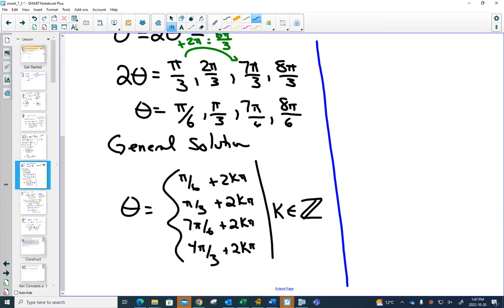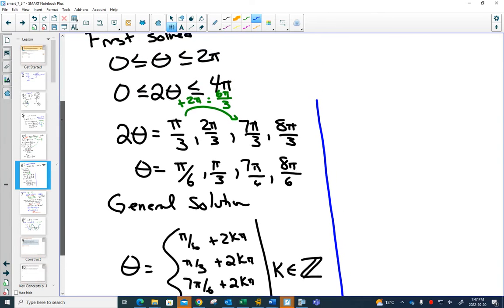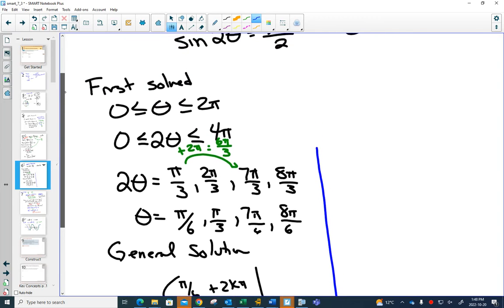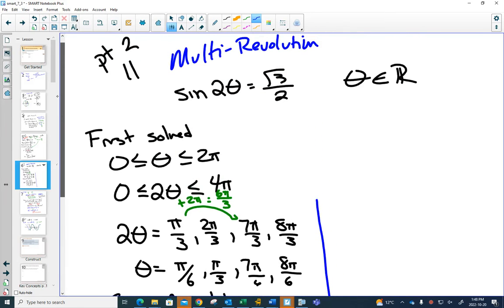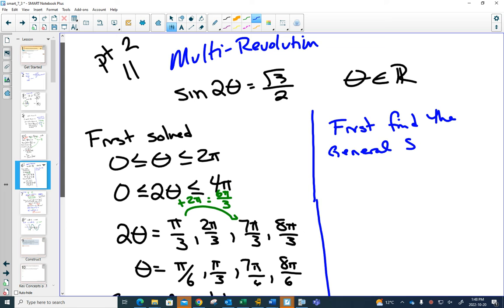So this is why there is a second, I'm going to say more elegant, way of solving this. Okay? The more elegant way of solving, and this will only work if it's a general solution only, is first find the general solution for, and I'll put it in brackets just like in our notes, whatever's inside. So I'm going to find the general solution for 2 theta.